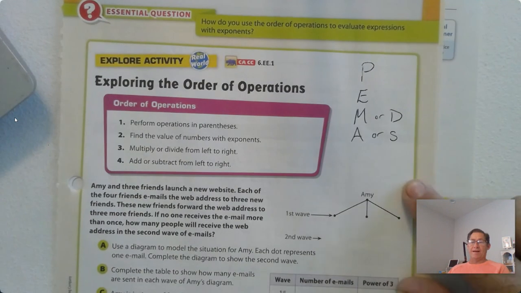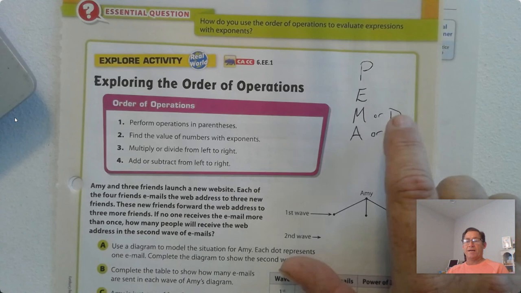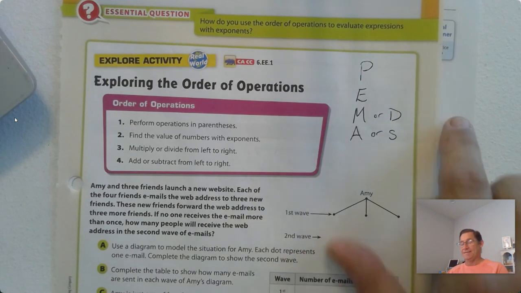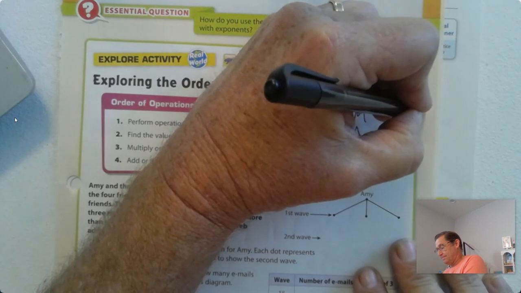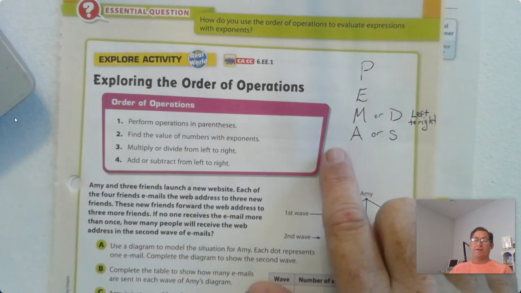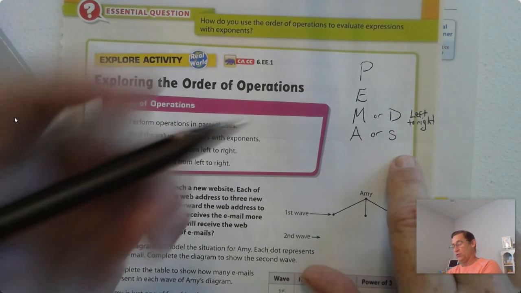But I like to write it like this, so it reminds me that if I only have multiplication and division left in a problem, I am going to go left to right. And if I only have addition or subtraction left, again, I'm going to go left to right.